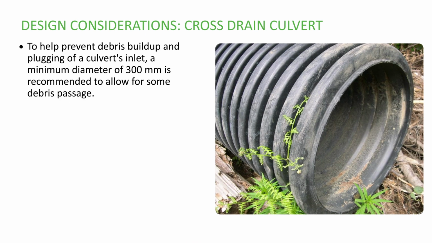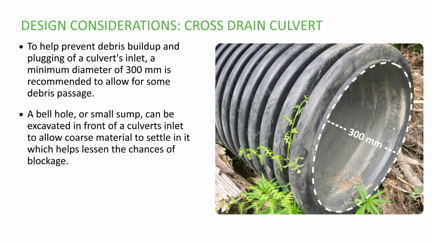Use appropriately sized culverts. Small diameter culverts are susceptible to plugging. To help prevent debris buildup and plugging of the culvert inlet, a minimum diameter of 300 millimeters is recommended to allow for debris passage. A bell hole, also called a catch basin, can be excavated in front of a culvert inlet to allow coarse material to settle in it. This helps lessen the amount of material entering the culvert and reduces the chances of blockage.